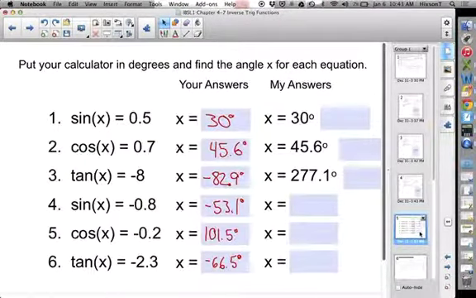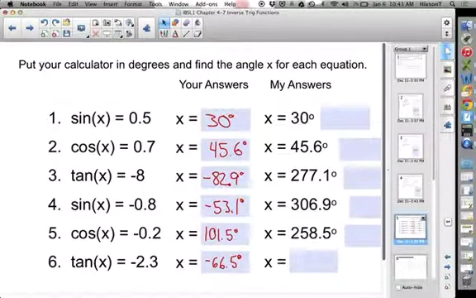So, in this case, we have a coterminal angle with sine. What about with cosine here? 258.5. Now that's not coterminal. What is that though? Well, it's like you subtract 360.